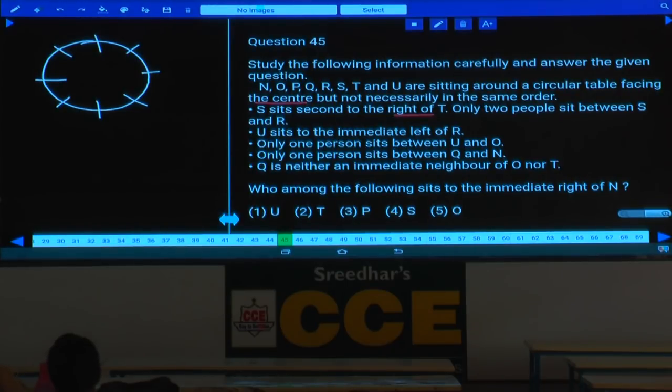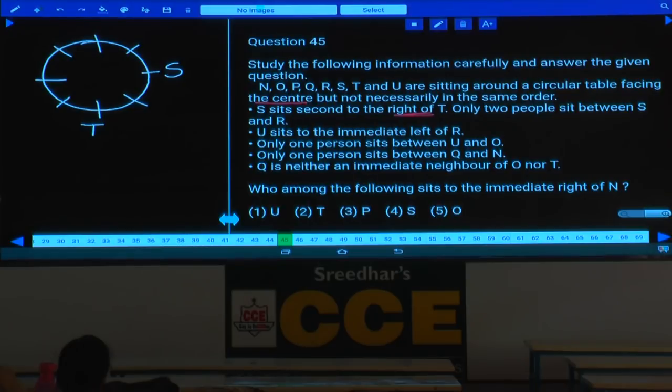As all these persons are facing towards the center, now we are fixing one person at this place. Now I am fixing T at this place. If T is here, S is seated second to the right hand side. Now as T is facing the center, S is on the right hand side, which means this person must be in the anti-clockwise direction, second place. S sits second to the right of T.